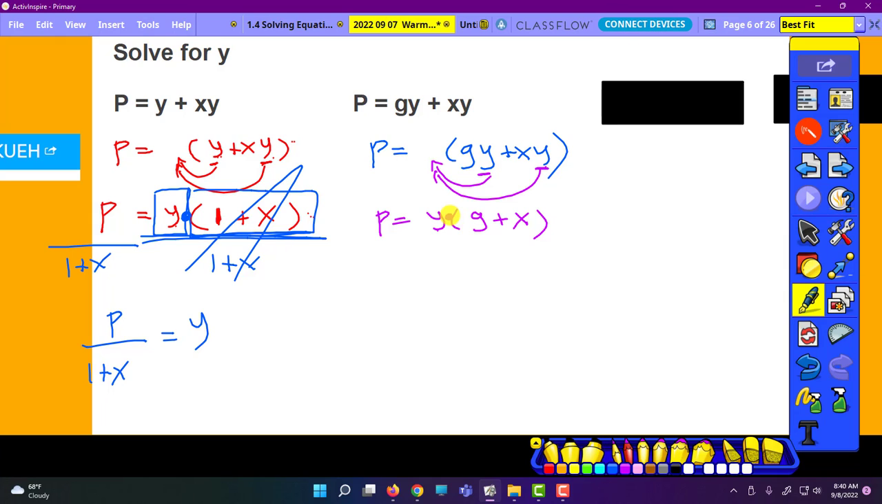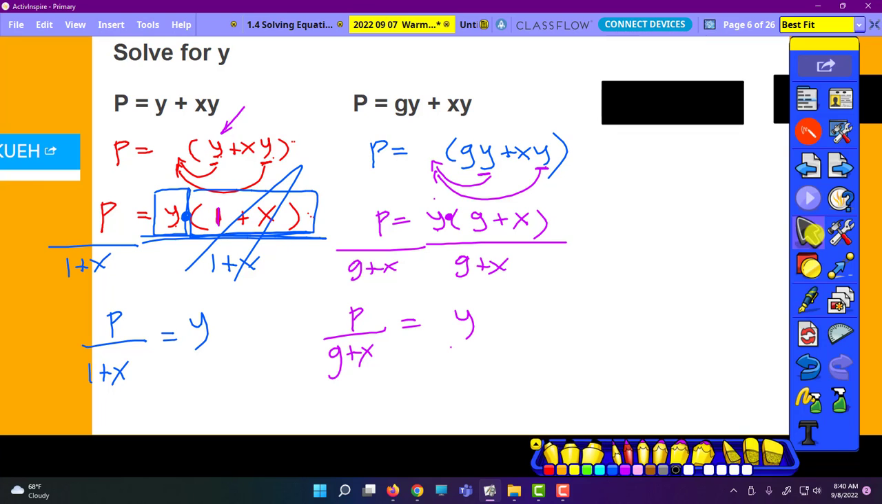So what should be my next step? Divide by g plus x both sides, and I'll end up getting y equals p over, this is g, okay? G plus x. So the only difference between this question and this question is that I have here an expression which is just the y. If you will bring out the y, don't think that it's 0, okay? There should be a 1 in here, not 0.